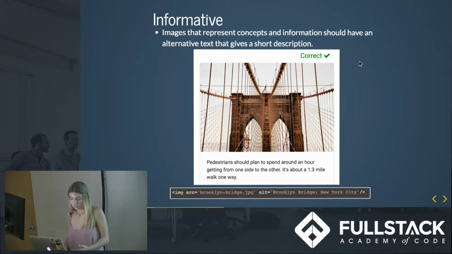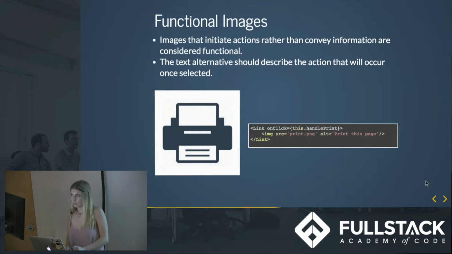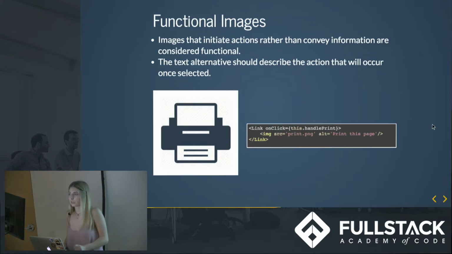New York City. And if your image is decorative, if it's just there to improve the look of your website, you do not need to provide a text alternative, but you still need to have the attribute. It just needs to be set to null. If you leave it out completely, the screen reader will read the file name, which adds audible clutter and distracts users from the actual content. And if an image is functional, meaning it initiates an action, then the text alternative should describe what will happen when the image is selected.